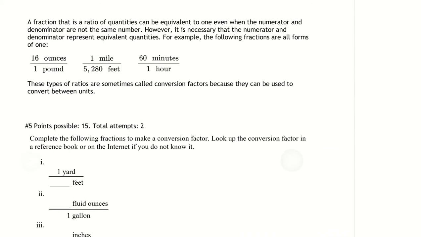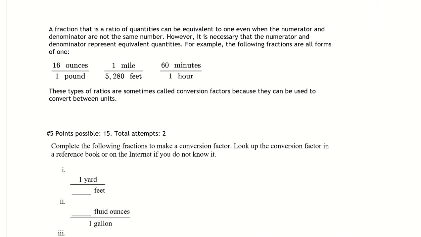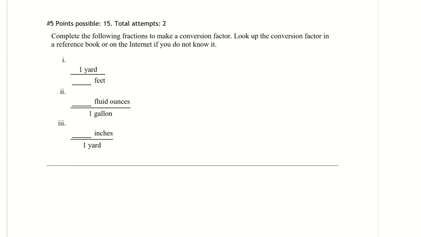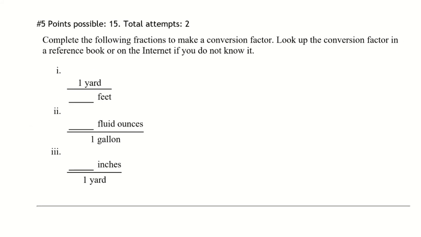Conversion factors, you do not have to memorize these. You have a handout, a printout that you should print and keep with you. Use that for quizzes and tests, because they stay constant. 16 ounces is always 1 pound. 1 mile is always 5,280 feet. So here you're just learning to use that conversion factor sheet.